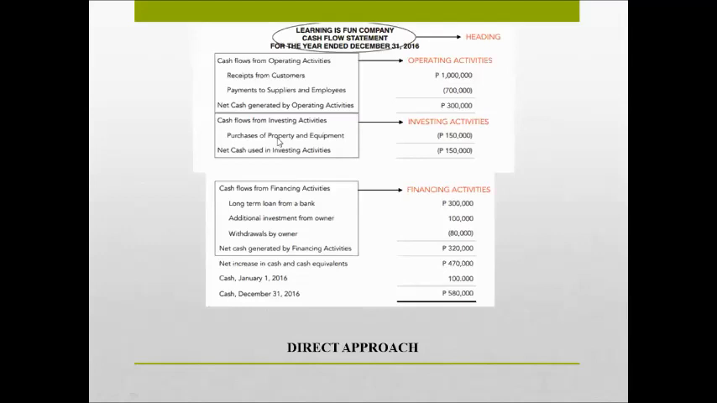So again, ang two approaches na to, nagkaiba lang sila sa operating activities. Kapag direct, kailangan lang natin malaman yung receipts from the customer and the payments to suppliers.